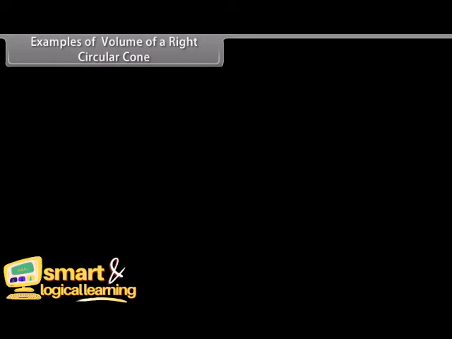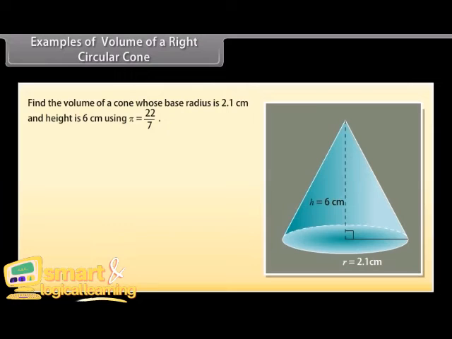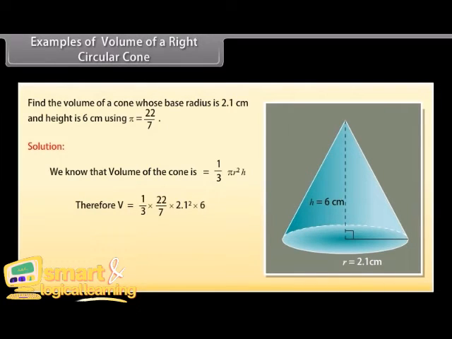Examples of volume of a right circular cone. Let us now solve an example. Find the volume of a cone whose base radius is 2.1 cm and height is 6 cm using pi as 22/7. Solution. We know that volume of the cone is 1/3 pi r² h. Therefore, V is equal to 1/3 into 22/7 into 2.1² into 6, which is equal to 27.72 cm³.